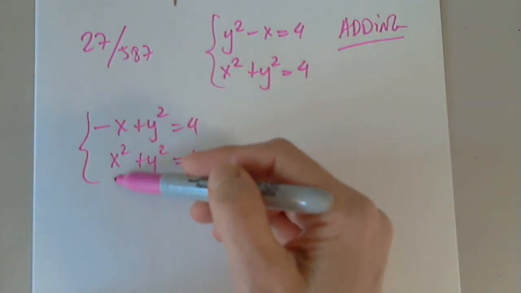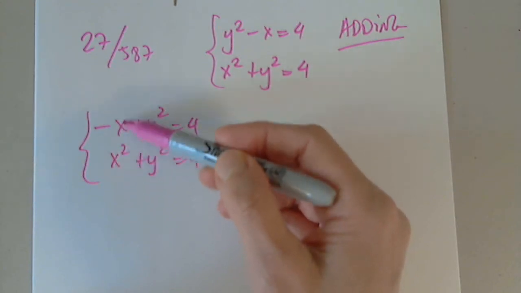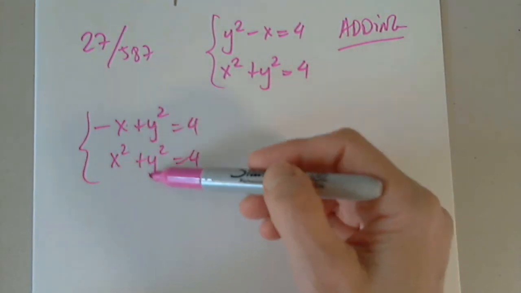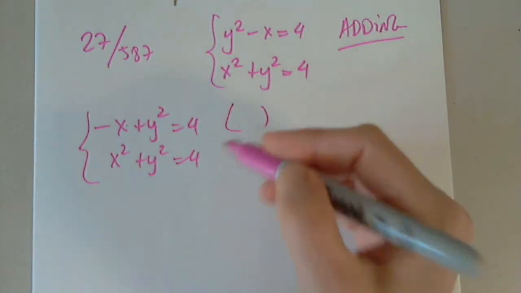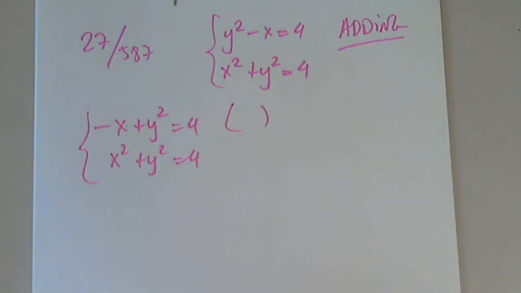I could not eliminate x. They're not the same. I will not be able to get rid of this, but I'm able to get rid of this. And I have to multiply one or the other by which number to eliminate y squared.